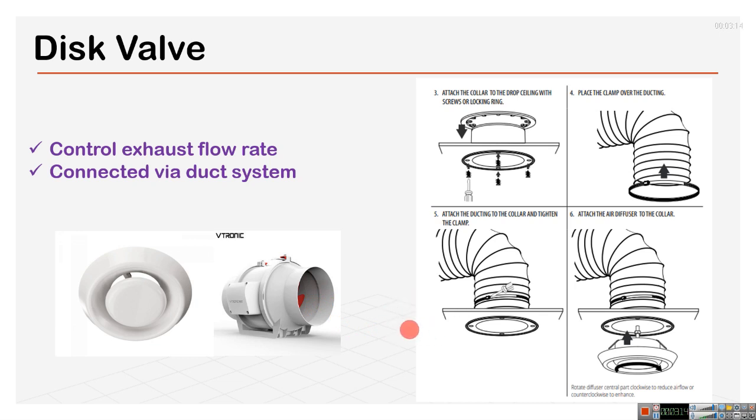When you calculate your duct system, please make sure the airflow rate is below 600 feet per minute.